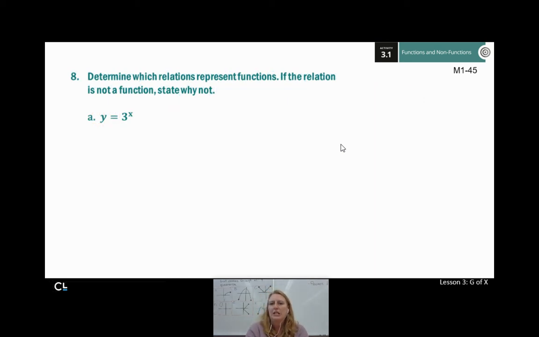So I've got a few things here. In fact, I got a whole bunch of these. I just have A on my screen, but I got a bunch of these that you're going to do on page M1-45. Determine which relations represent functions. So first of all, decide if it's a function or not a function. First thing you need to decide. And if the relation is not a function, state why not. If you're like, that's not a function, you better give me a reason why it's not a function. Go ahead and hit pause to work these out. You got a whole bunch on the page, and then hit play to keep going.